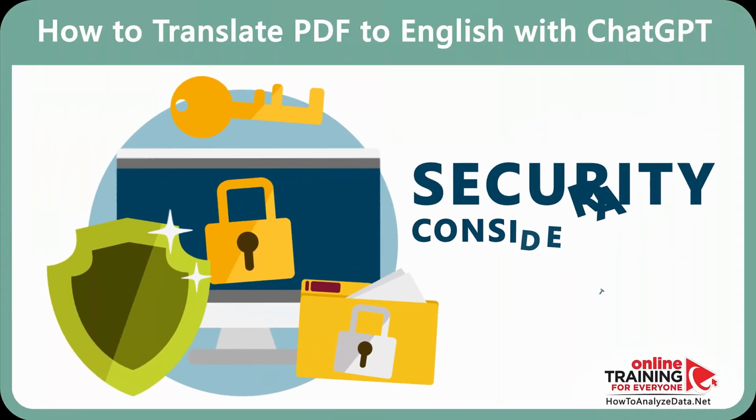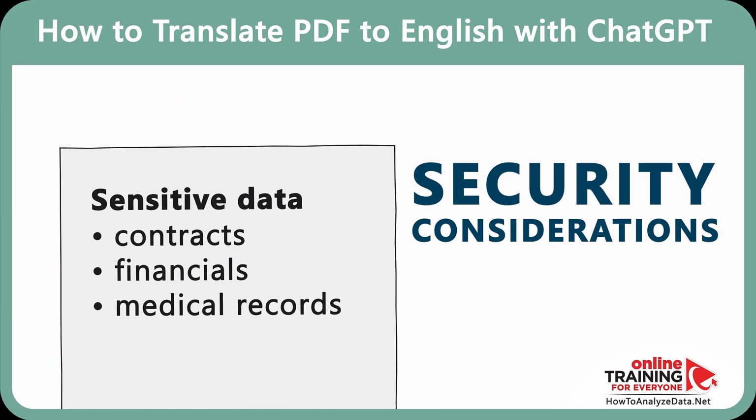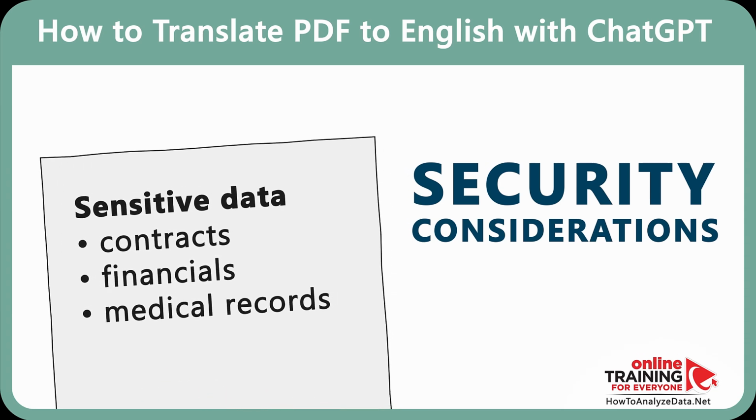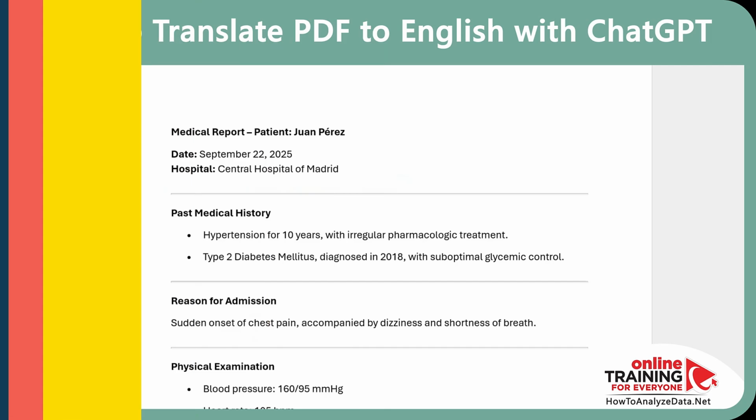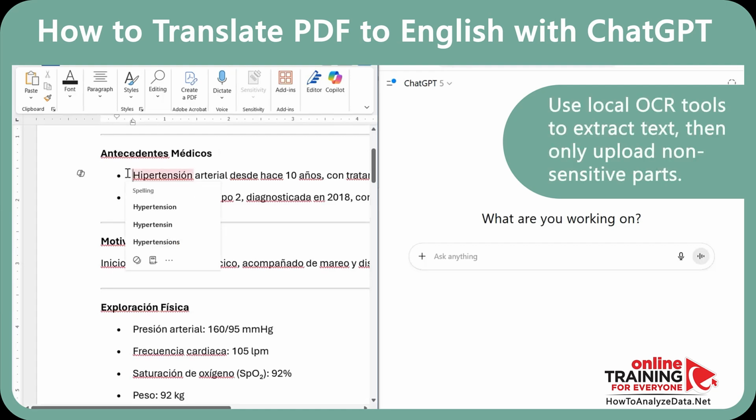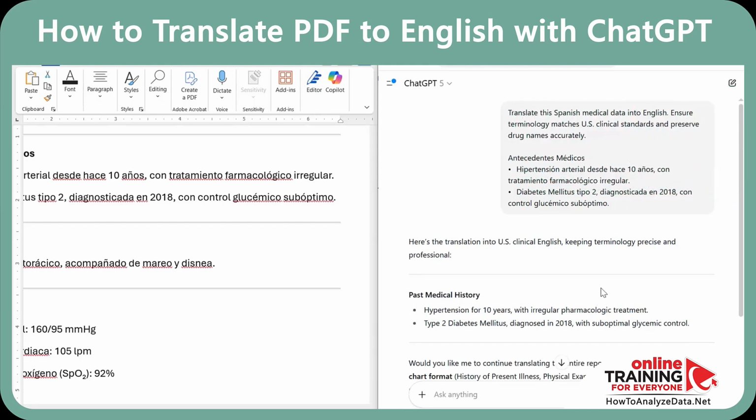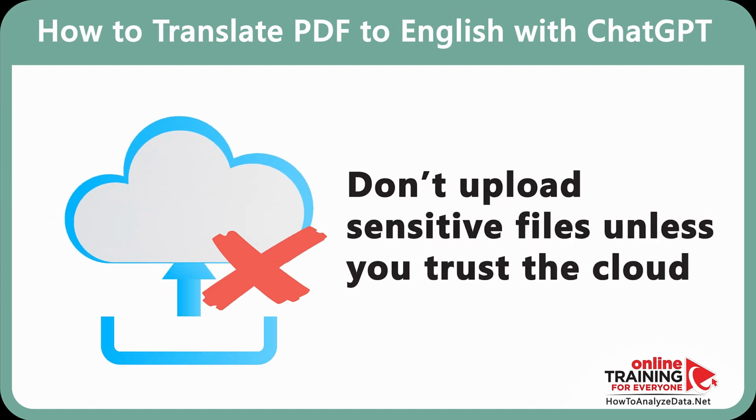One important consideration when working with ChatGPT or any AI is security. If your PDF includes sensitive data, contracts, financials, medical records, think twice before uploading it to a cloud-based translator. Here are some options I have for you. You can anonymize the document first, remove names or confidential details. You can use local OCR tools to extract text and only then upload non-sensitive parts. Convenience is very powerful, but confidentiality matters. Don't upload your top-secret acquisition papers unless you're comfortable with cloud services.